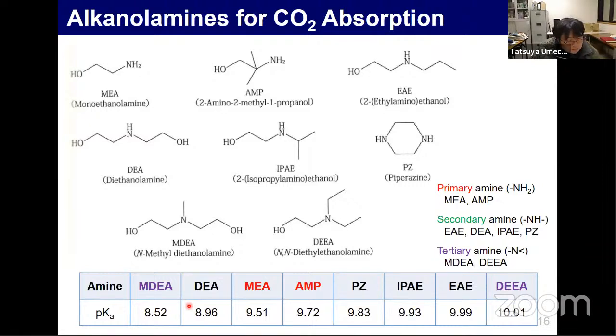Strictly speaking, the electron of the unshared electron pair of the nitrogen atom of the amino group is attracted to the hydroxy group, so that the partially negative charge of the nitrogen atom decreases. The relatively large pKa's of IPEE, EAE, and TEEA are caused by the increase in partially negative charge of the nitrogen atom due to the electron donating property of the alkyl groups of the molecule.